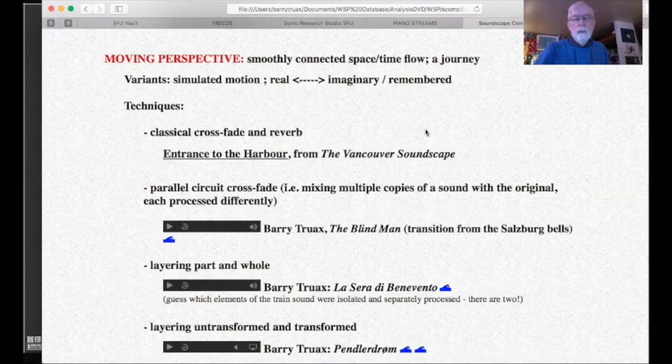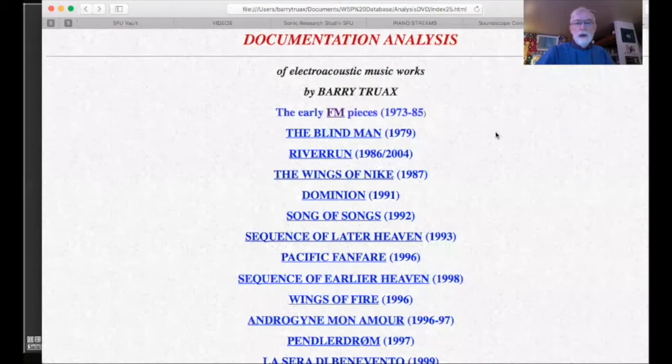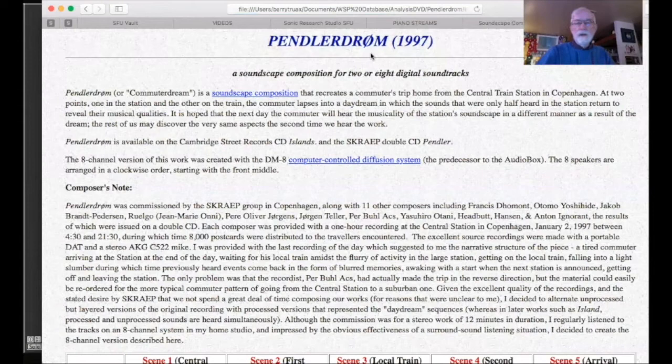A good example of both the fixed and moving perspective can be found in my 1996 piece, Pendlerdrome, which was arguably the first 8-channel piece that I did. That could be regarded as a soundscape composition. Pendlerdrome was commissioned by a group in Copenhagen, and their theme was commuting. And evidently, in Danish, a commuter is a pendler. And typical of following the same path every day, you tend to fall into a daydream. And so that's where the drome part comes from.